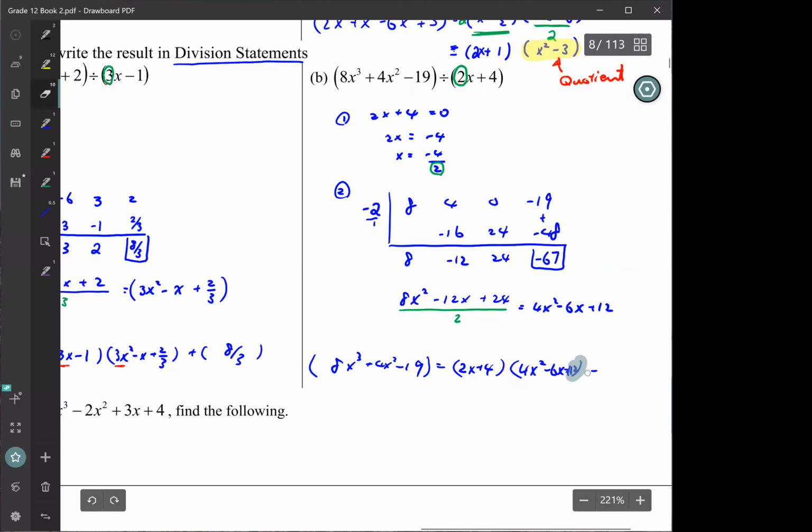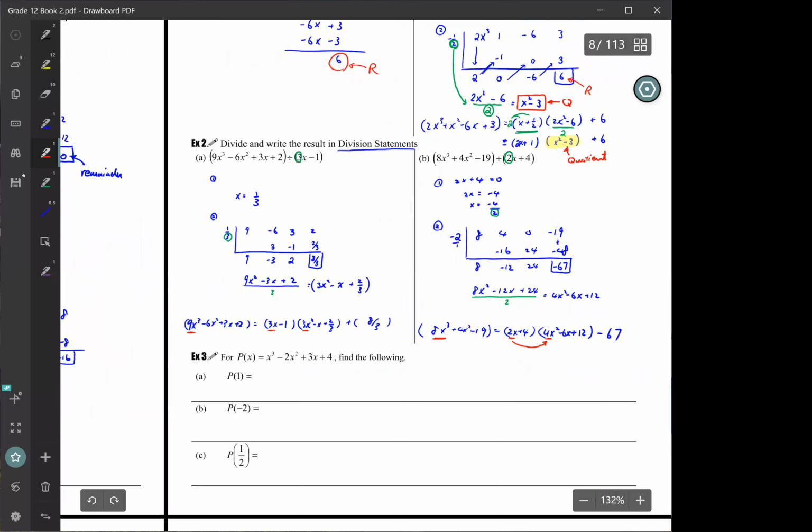Okay, let me rewrite this part. Plus 12, and then minus 67. Okay, so just to double check again, if you expand the two brackets, you can see that 2x times 4x squared will match the first term, giving you 8x cubed. If we did not divide by 2, then it won't match when you expand.